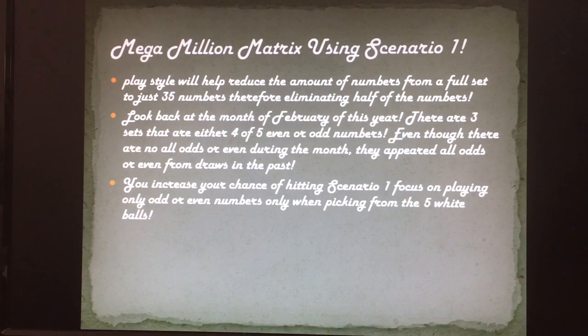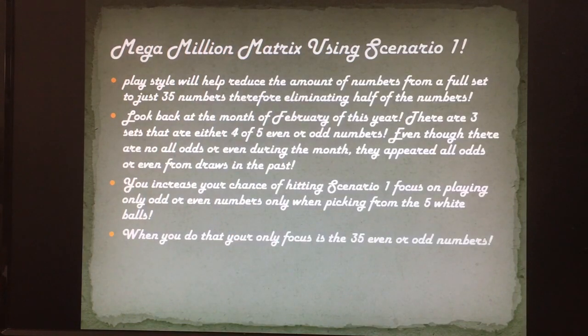Now, as you can see, you can increase your chance of hitting scenario 1 by focusing on playing only odd or even numbers when picking from the 5 white balls out there. The total is 70 or 69, depending on which game you're playing, either Mega Millions or Powerball. And when you do that, your only focus is the 35 even or odd. So you either play scenario 1 by playing 35 odd or 35 even. That's why it's called scenario 1.